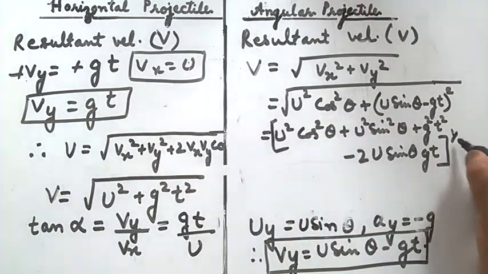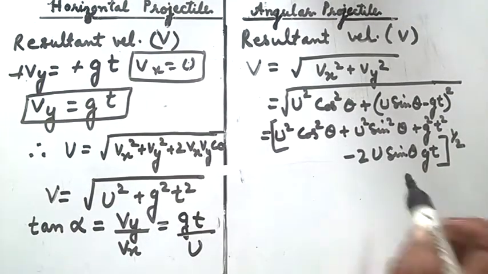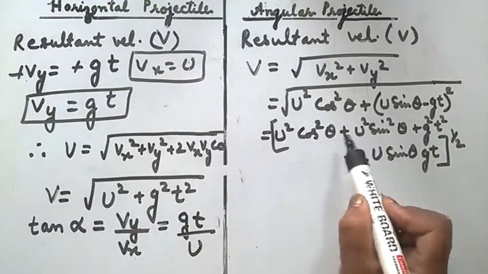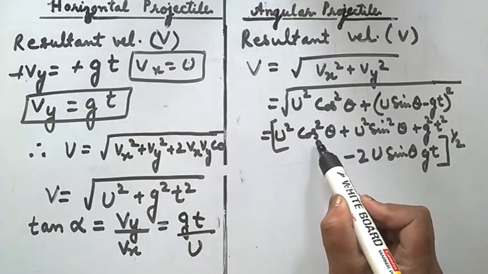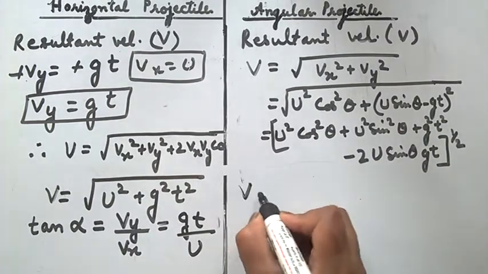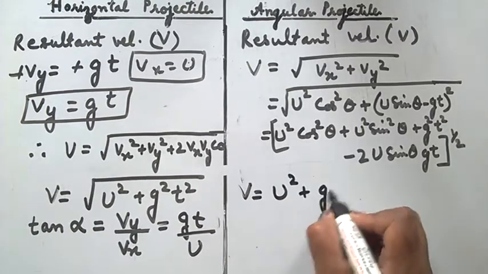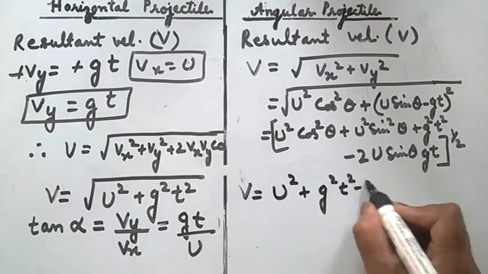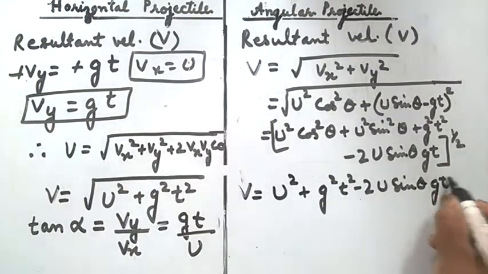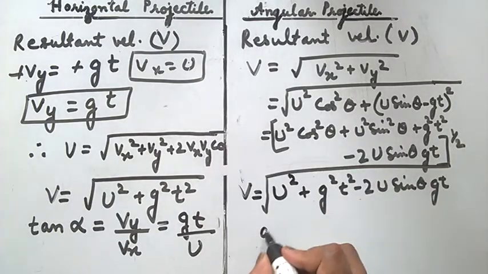Here we can reduce this term by applying an identity, which is cos square theta plus sine square theta equivalent to 1. Therefore, V is equal to root of u square plus g square t square minus 2u sine theta gt, as cos square theta plus sine square theta equal to 1.